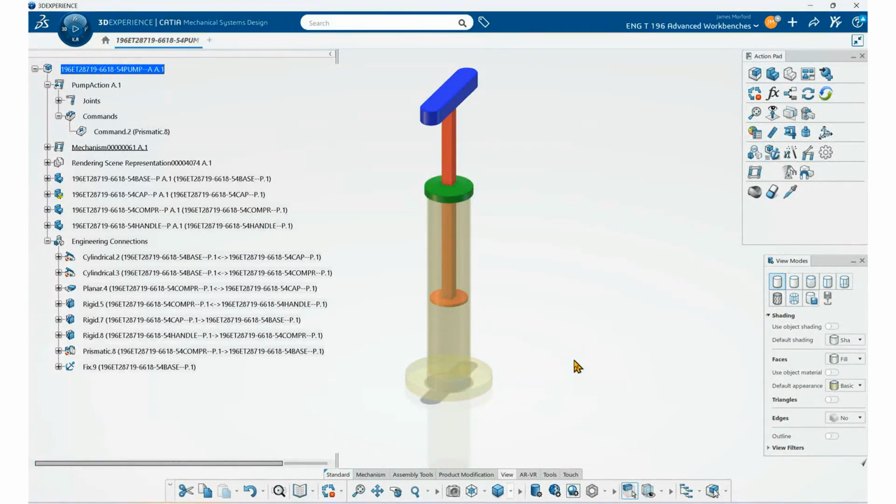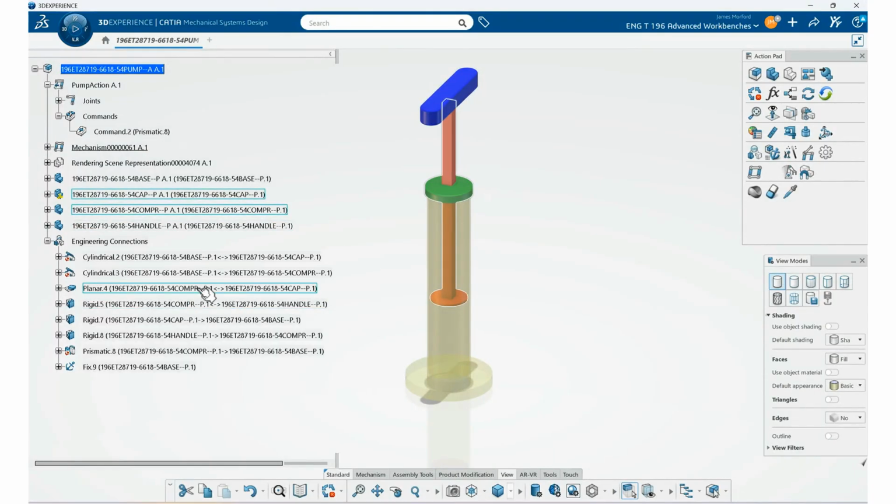The pump assembly has several engineering connections attached to it. The first being a cylindrical connection between the base and the cap, essentially to have them share axes and then have the cap fit over the top of the base. The second connection is a cylindrical connection between the base and the plunger or the compressor. And that one is also cylindrical just to ensure that the compressor can only move up and down along the shared axis.